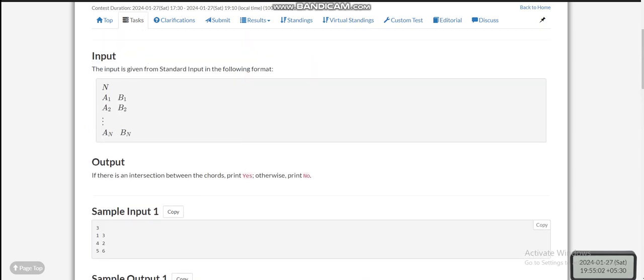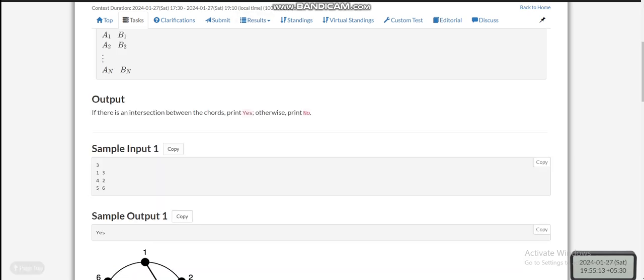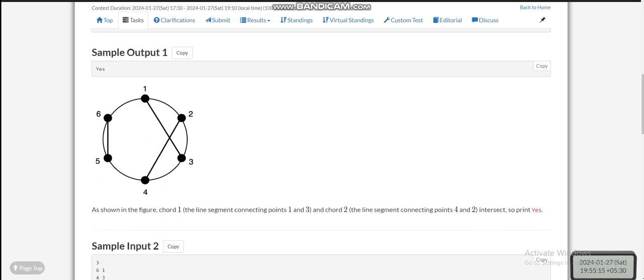So how can we solve this problem? I think the problem is quite straightforward. It is easier than the previous problem, the fourth problem. What observation can we make? One observation we can make is this.